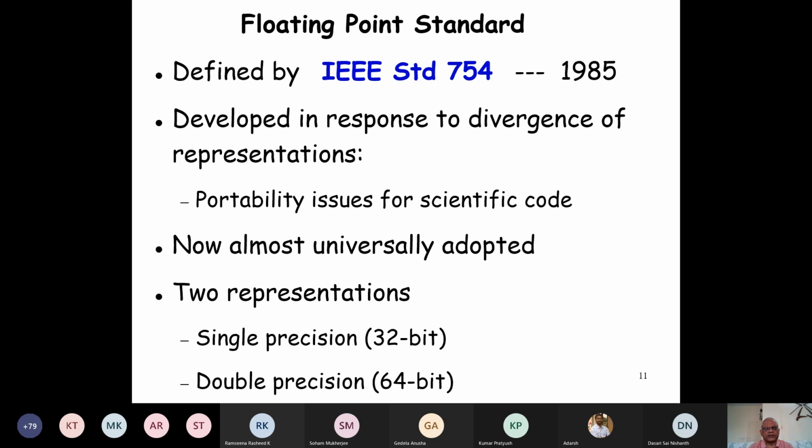And we have two representations of the floating point standard. The single precision 32-bit, you might have done in C programming. The float and the double, these are the C declarations. Single precision is float, and double precision is double, which is a 64-bit representation. But before we proceed further, just want to ask this question: what is the difference between a floating point number and a fixed point number?